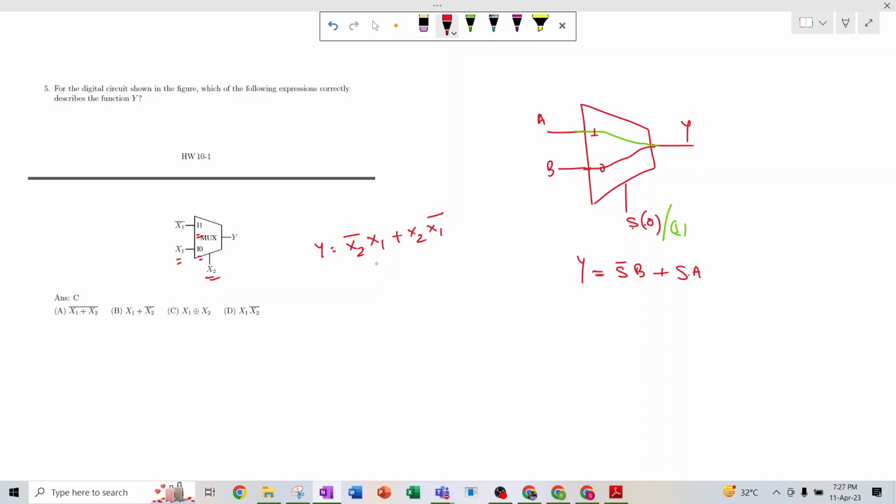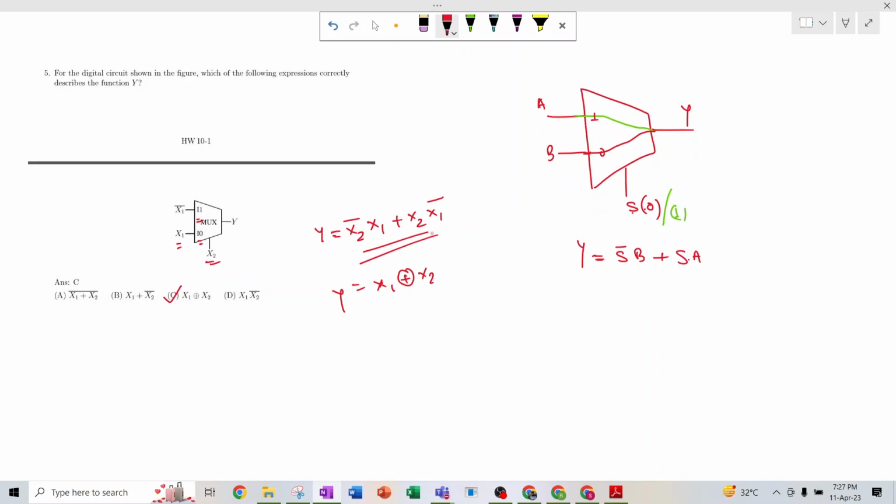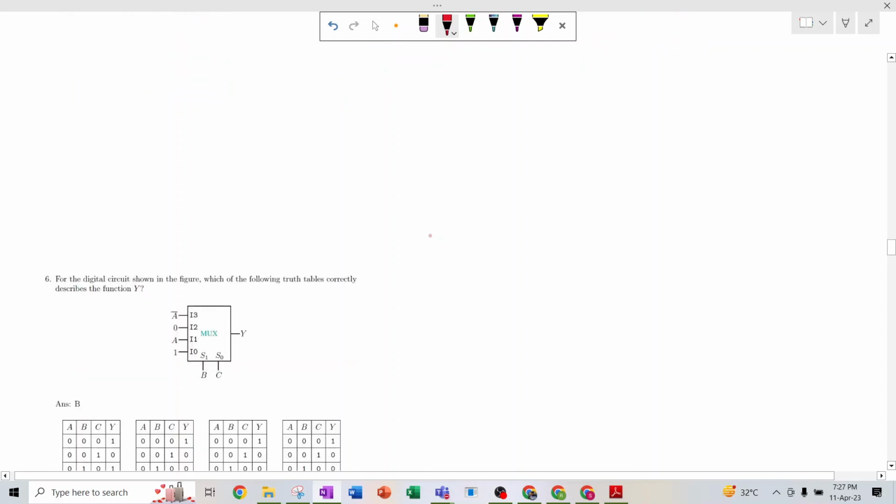So if we see this in a more detailed way, we can see that it is nothing but in the form of a b bar plus a bar b. That means it is nothing but a XOR of x1 and x2. Okay. So the correct answer will be x1 XOR x2, which is x1 x2 bar plus x2 x1 bar. So this is the correct answer.